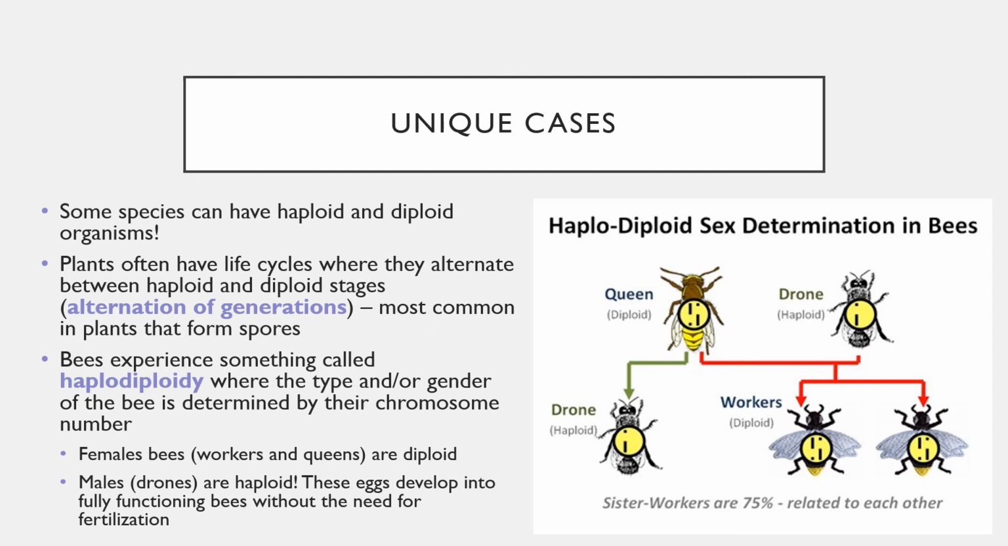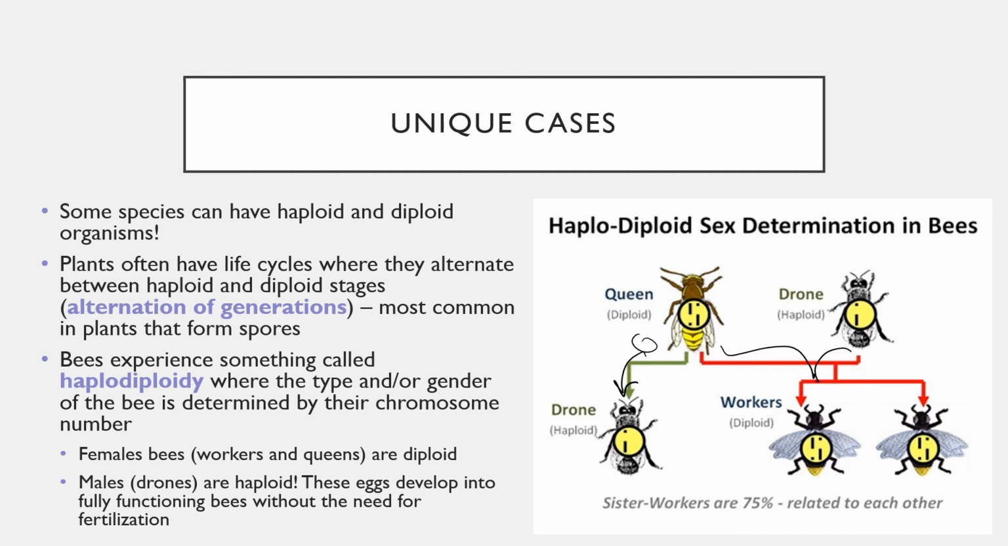Now, bees have this really fascinating experience called haplodiploidy, where the actual gender of the organism is determined by whether or not they are haploid or diploid. And bees aren't the only ones that do this, but they're just the most easy to understand example in nature. So the queen and all females are diploid. The males, or the drones, they're going to be haploid. So males actually develop from unfertilized eggs. The queen will lay an egg, and that egg will just become a male drone.